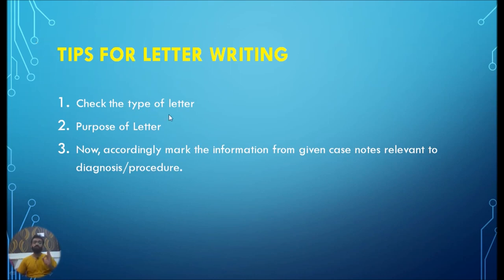First of all, you have to search for the type of letter. Once you have searched for the type of letter, then we will move to the purpose of the letter. For example, if we have found that it's a discharge letter, then we will search for what the purpose of this letter is. Then, keeping the type and purpose of the letter in mind, we will mark relevant information from the case note. We will search for the purpose, the diagnosis, and the procedure in our case note, and then we will mark only the information relevant to the diagnosis or procedure given in the case note. Then we will include that information in our letter.